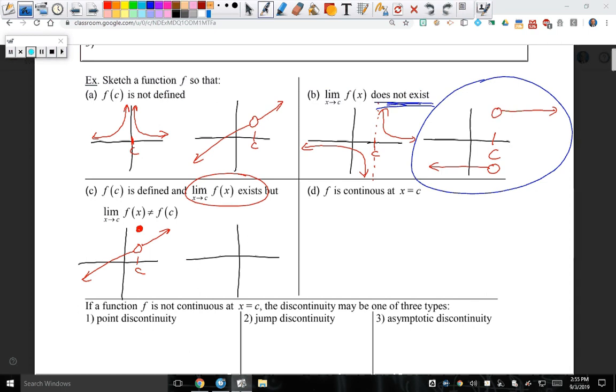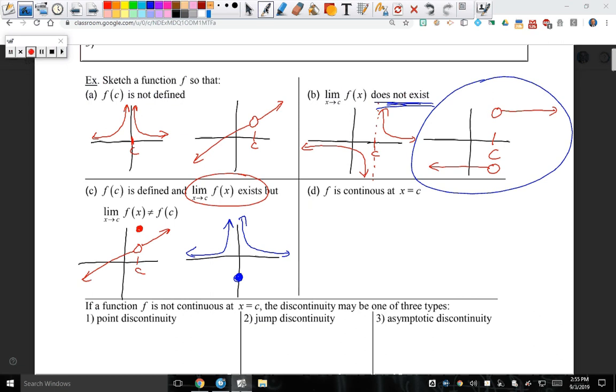Matthew, do you have a suggestion of how you could draw this? Okay. How about this one? This one's a little weird. You could have something like that, right? I know that would never happen, but technically it could. I mean, the limit exists and f of c is not equal to that limit. You with me? Let's go to D.